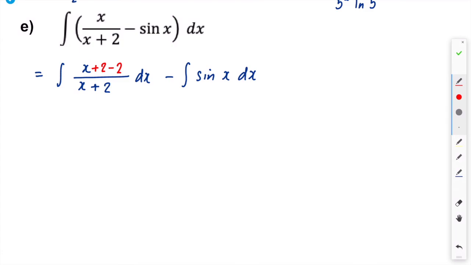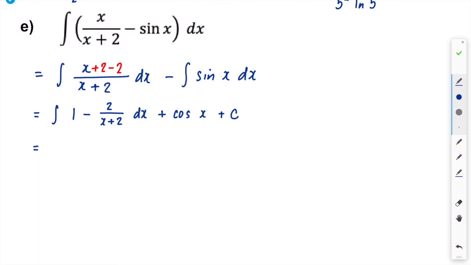If I add 2 and then subtract 2 from the numerator, I did not change this expression. But what it does is it will allow me to break this down into x plus 2 over x plus 2, which is 1, minus 2 over x plus 2. And then I can take the integral of sine x, which is negative cos. So this is plus cos x plus c.